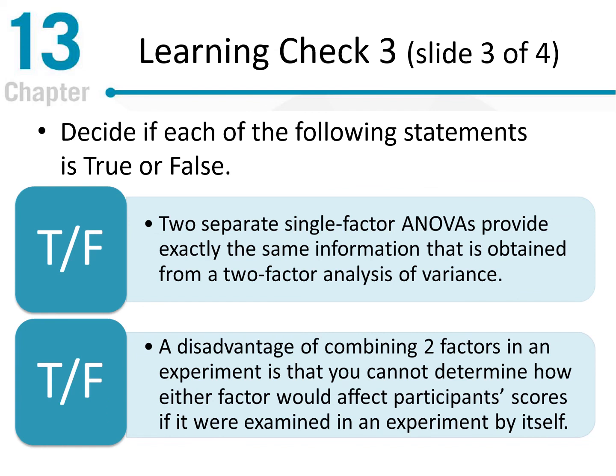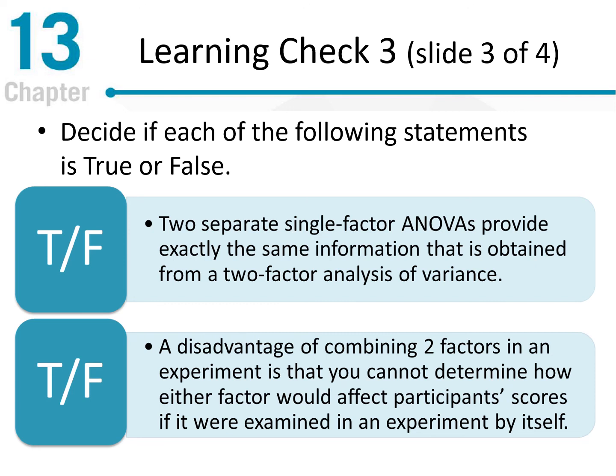True, false. First statement says two separate single-factor ANOVAs provide the same information as obtained from a two-factor ANOVA. Obviously not, because if you do a single-factor ANOVA, you can only find a main effect. You can't find the interaction effect when you're doing a single-factor ANOVA, obviously. And the second one, a disadvantage of combining two factors in an experiment is you cannot determine how either factor would affect participant scores if it was examined by an experiment by itself.